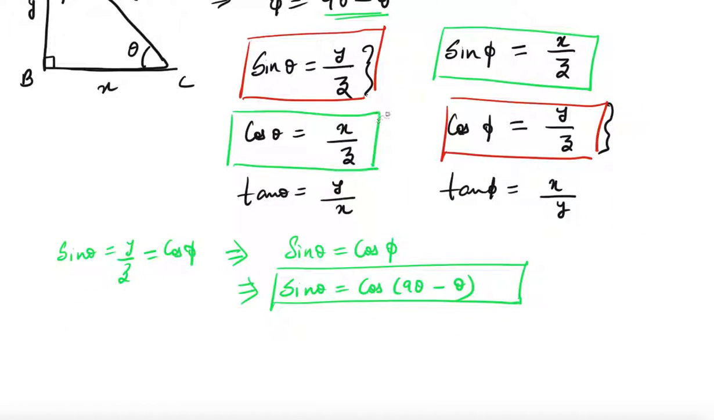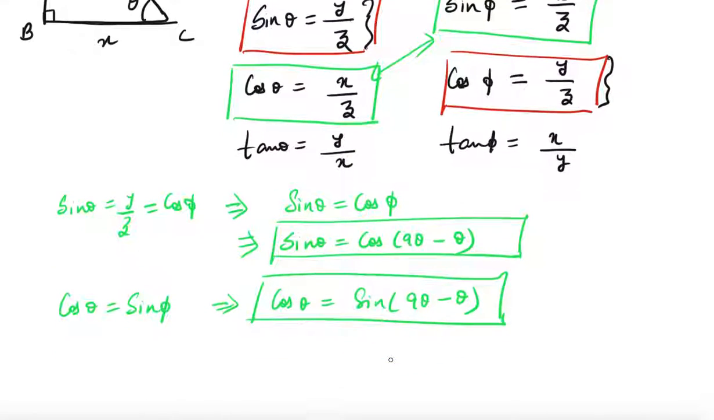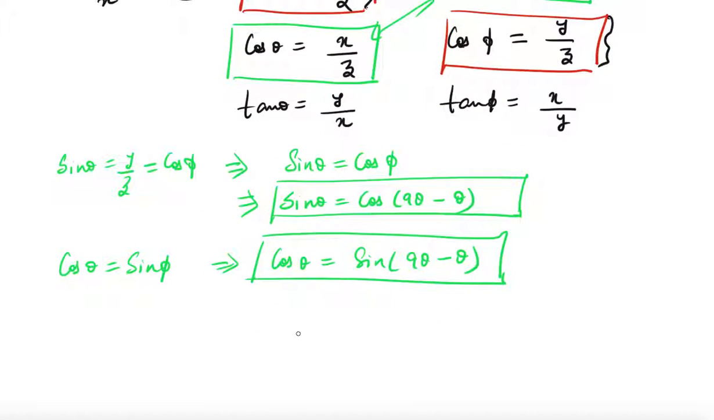Similarly, check out this: cos theta is x by z and sin phi is x by z. So I can write cos theta is equal to sine of phi, which means cos theta is equal to sine of 90 minus theta. For two complementary angles, sine and cos are again related in this manner. Similarly, you can conclude about other trigonometric ratios that tan theta is equal to cot of 90 minus theta.